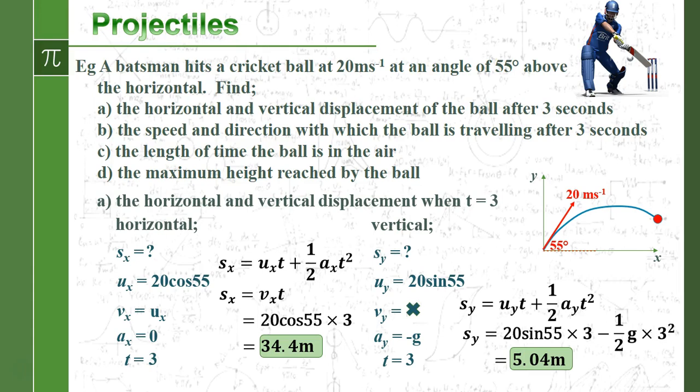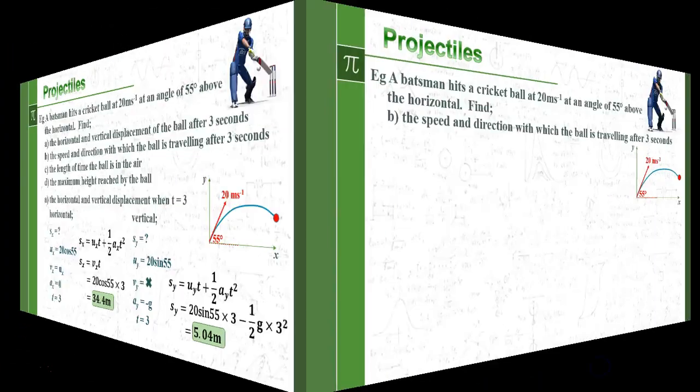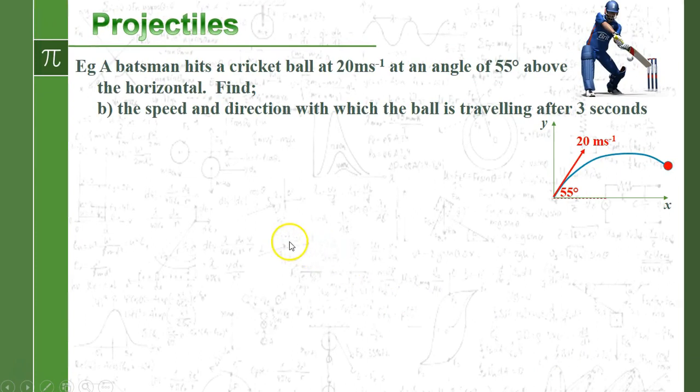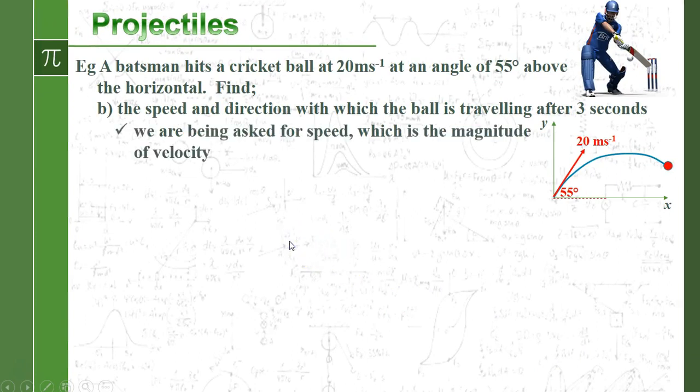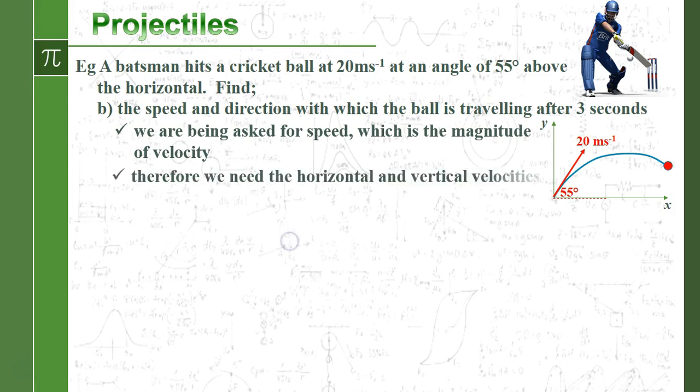And I'm assuming that this will have happened. If we have a look at our diagram, the ball's come up and it's currently, I suspect, on its way down and 5 metres off the ground. Right, that's part A sorted. Let's have a look at part B. So there's our diagram. Now, we're being asked for the speed and the direction. So speed is the magnitude of velocity.